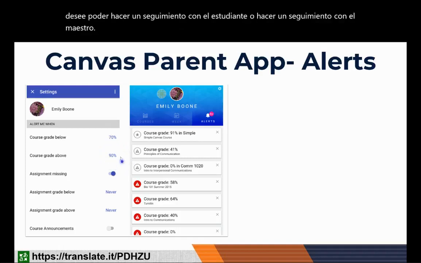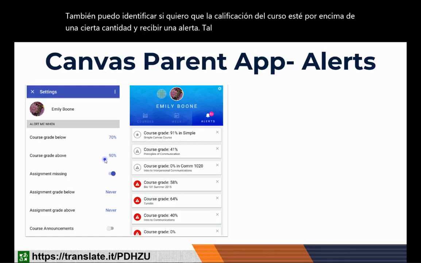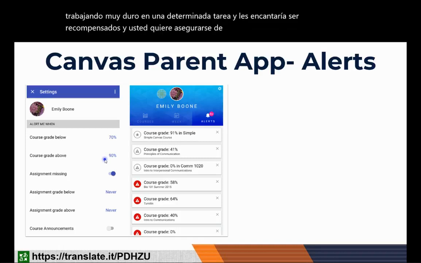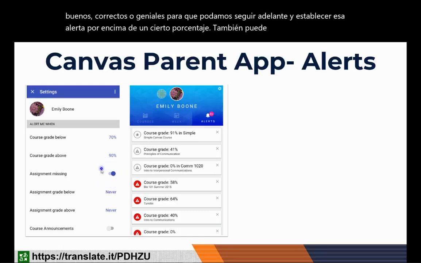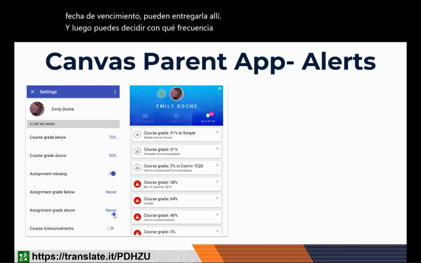I can also identify if I want the course grade to be above a certain amount and be alerted. Maybe your student's been working really hard on a certain task and they just would love to be rewarded, and you want to make sure you don't miss catching them being good, or being great. So we can set that alert for above a certain percentage. You can also set an alert for an assignment that is missing, and anytime your student misses a due date, they can turn it in there. And then you can decide how often you want those alerts. They can be immediate, daily, or weekly.